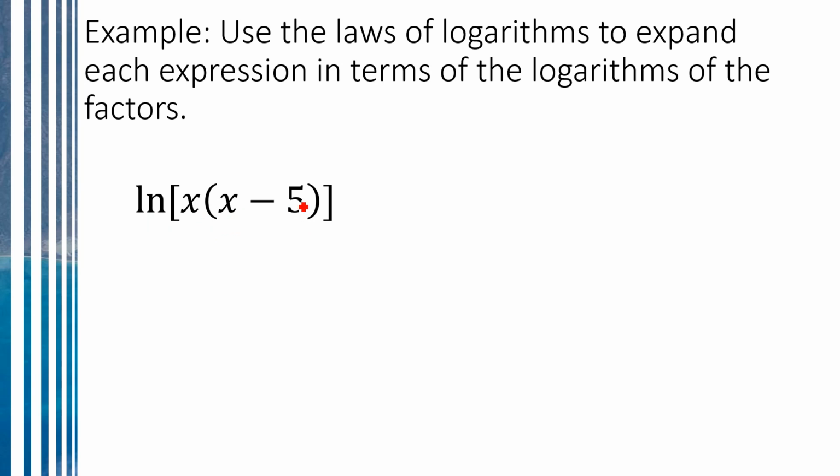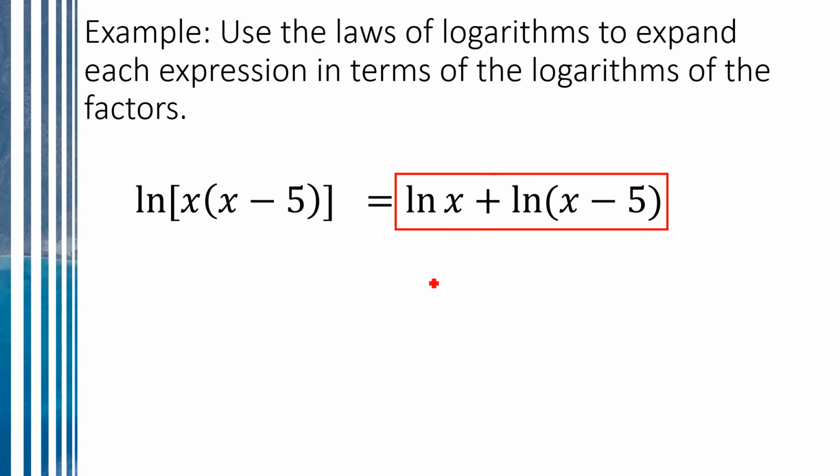So since you have a parenthesis here being multiplied with x, then we can write that one as a sum. So the natural logarithm of x, plus rather, because this is multiplication, plus the natural logarithm of the quantity x minus 5. Okay, now that is our final answer.